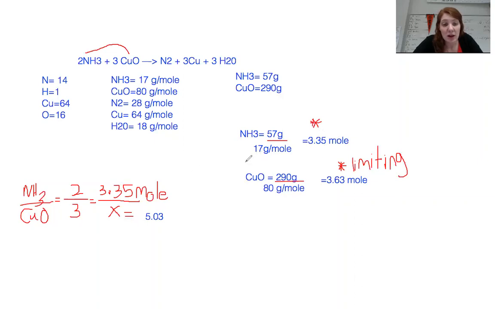And in order to figure that out, we have to redo our mole ratio, and we have to use the other one. We have to figure out how much ammonia is there actually supposed to be. So we use our 3.63 for our copper oxide, and we figure out how much ammonia is supposed to be here. And when we do that, we figure out that there should be 2.42 moles of ammonia.